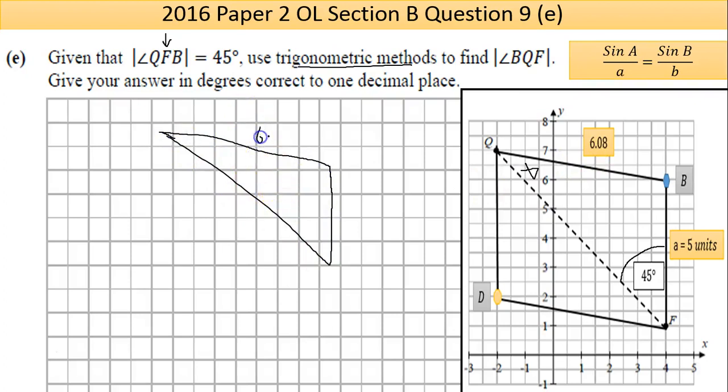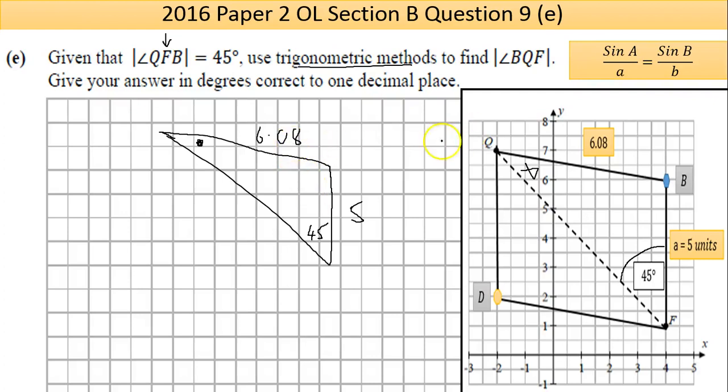So you have your 6.08. Okay, that's one side. You have your 5 here, and you have your 45. And I'm looking for this. So, would the cosine rule work? Now, for the cosine rule to work, I'd have to know these 2 sides and the side opposite. Then I have to rearrange the cosine rule to find the angle. That's a pretty advanced question, okay?